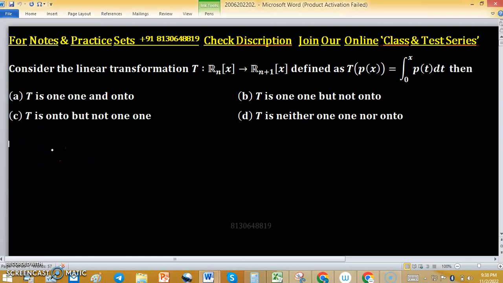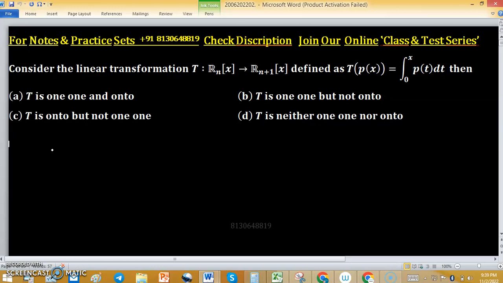Consider the linear transformation T defined from R_n[x] to R_{n+1}[x] by the given structure. What about T? Option A, T is 1-1 and onto. Option B, T is 1-1 but not onto. Option C, T is onto but not 1-1. And option D, T is neither 1-1 nor onto.